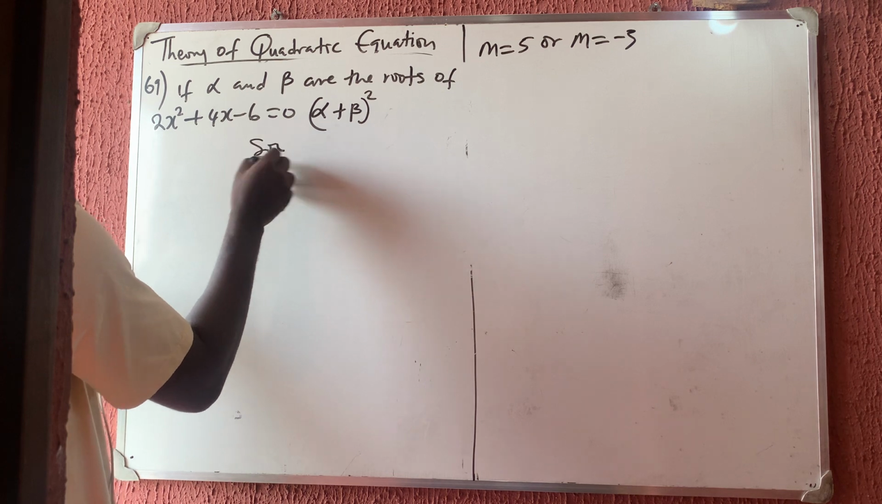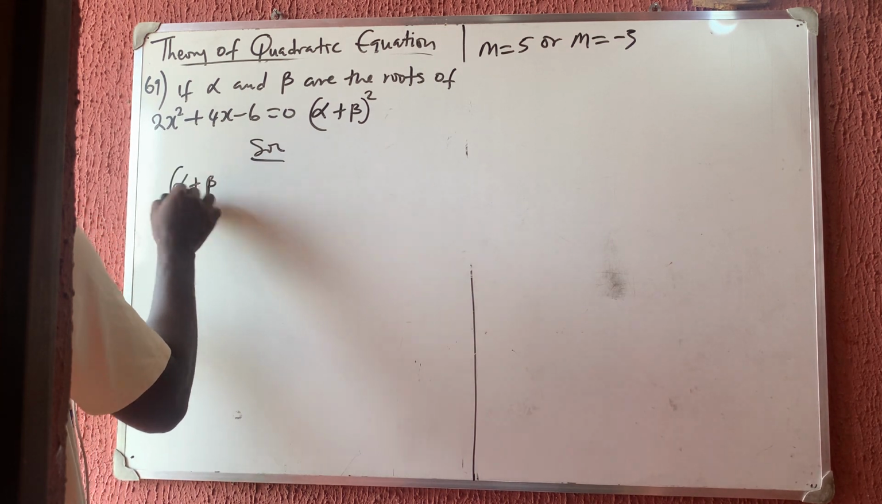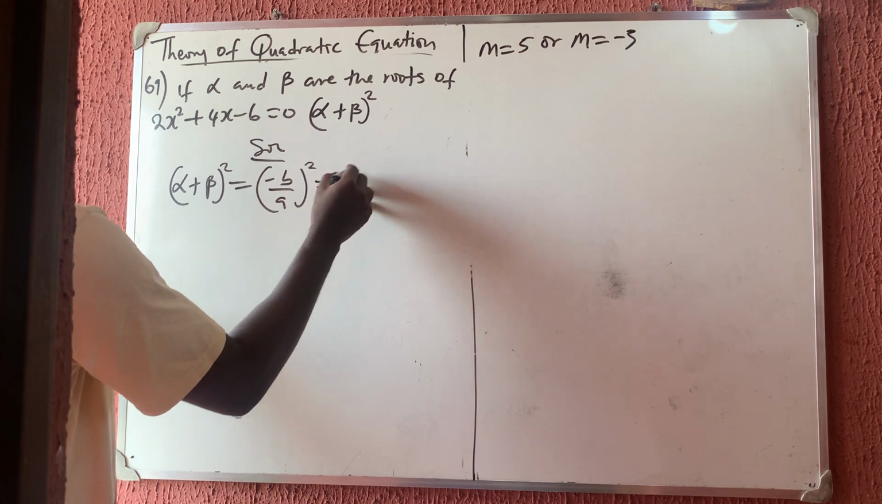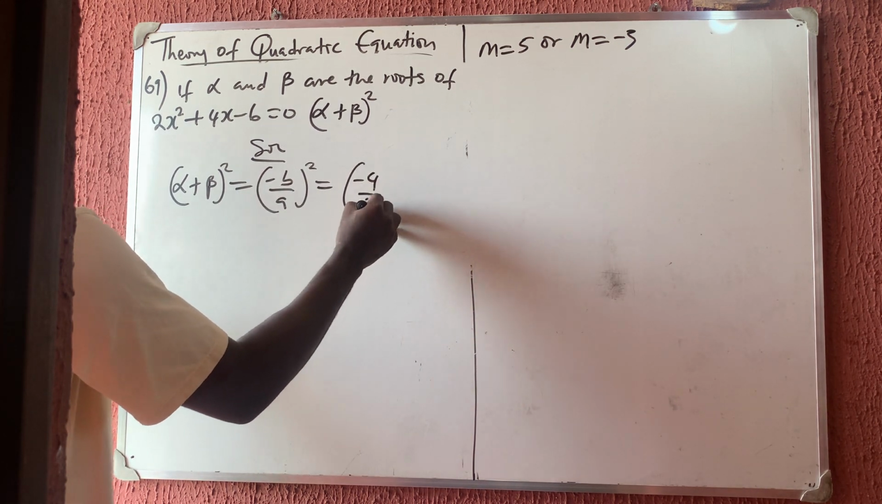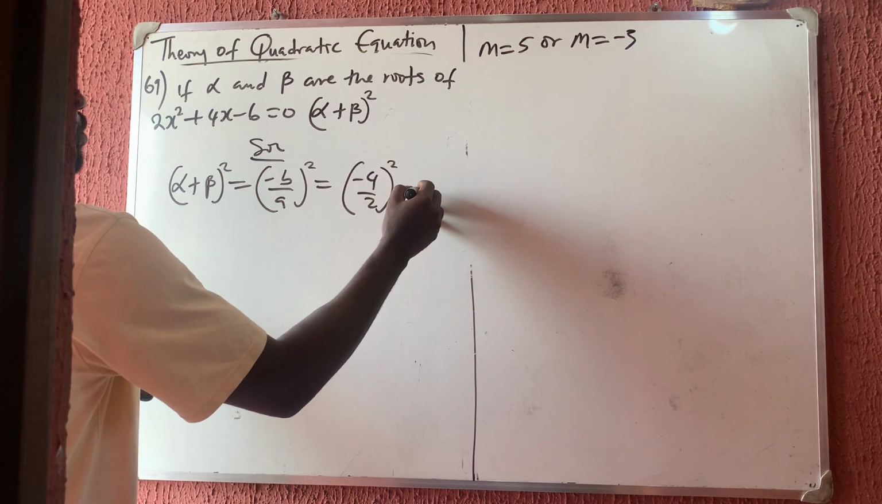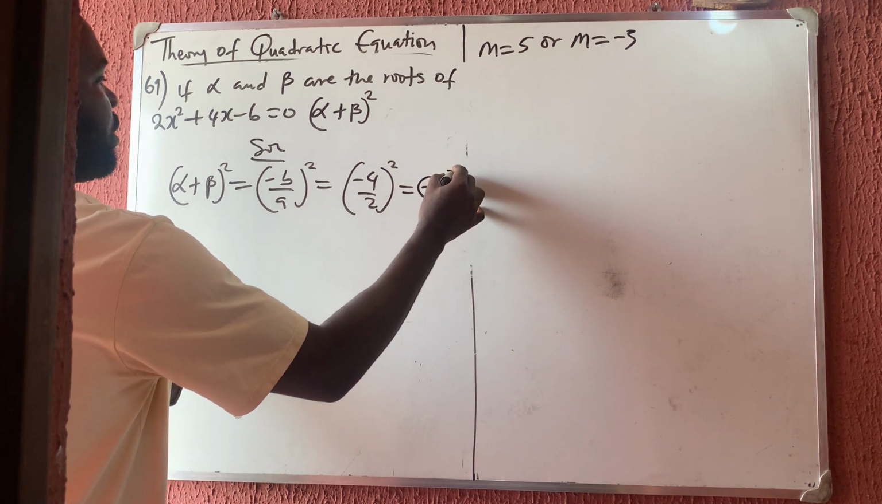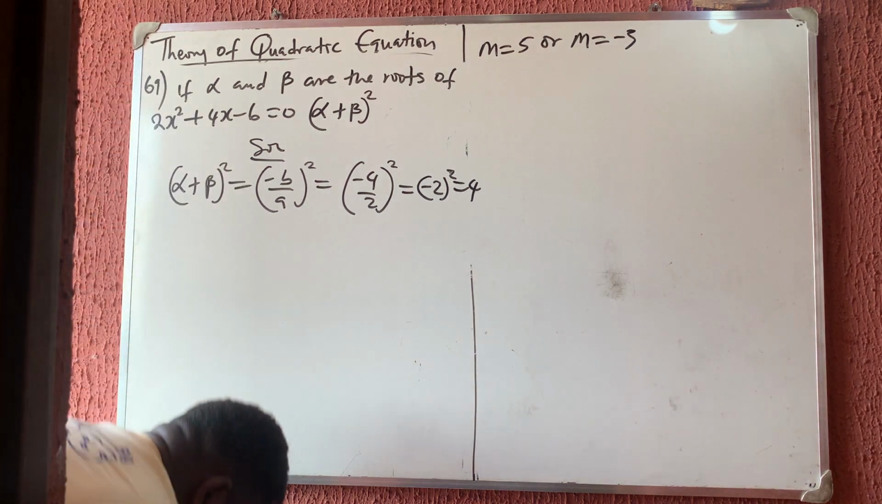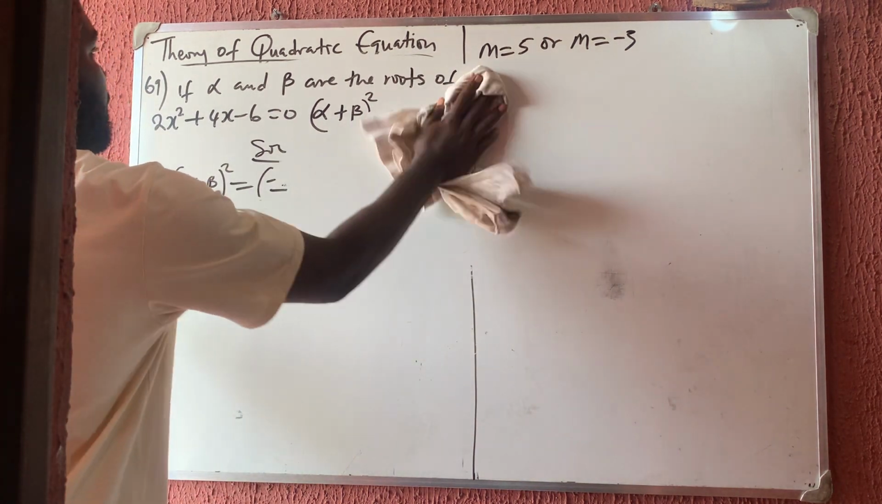But solution, if you have that alpha plus beta all squared, it simply means minus b over a all squared, which is what? Minus 4 over 2 all squared, which is equal to minus 2 squared, which is equal to 4. And 4 is the correct option. So let's move to the next one.